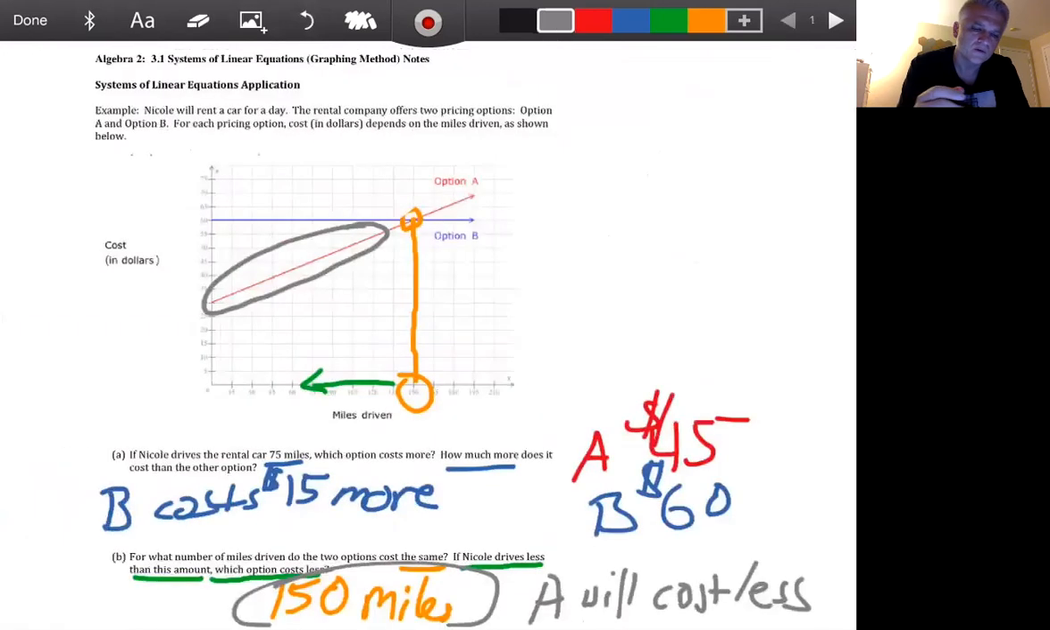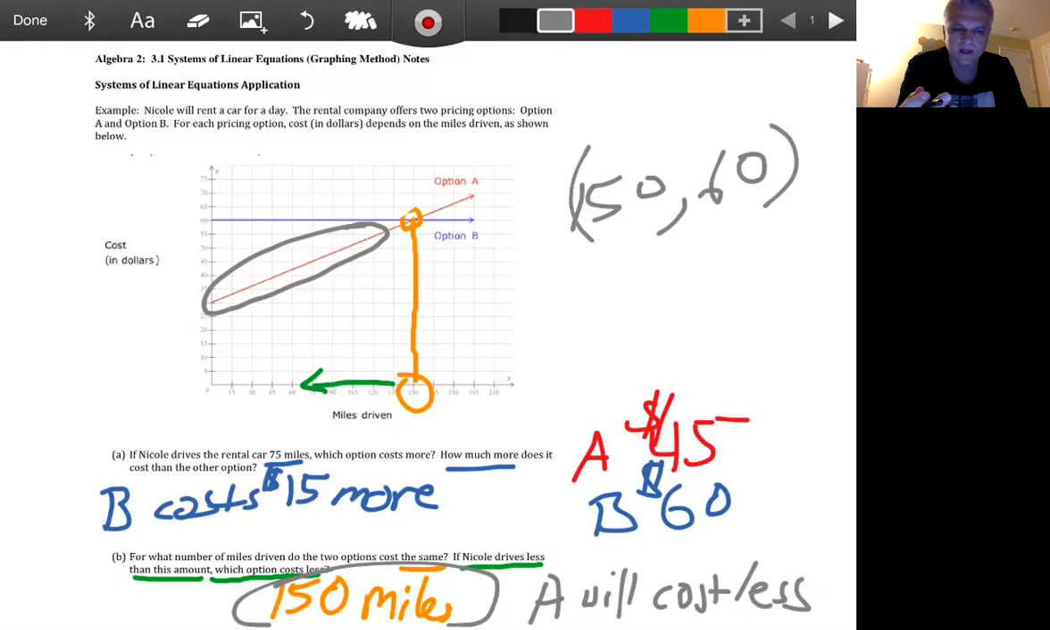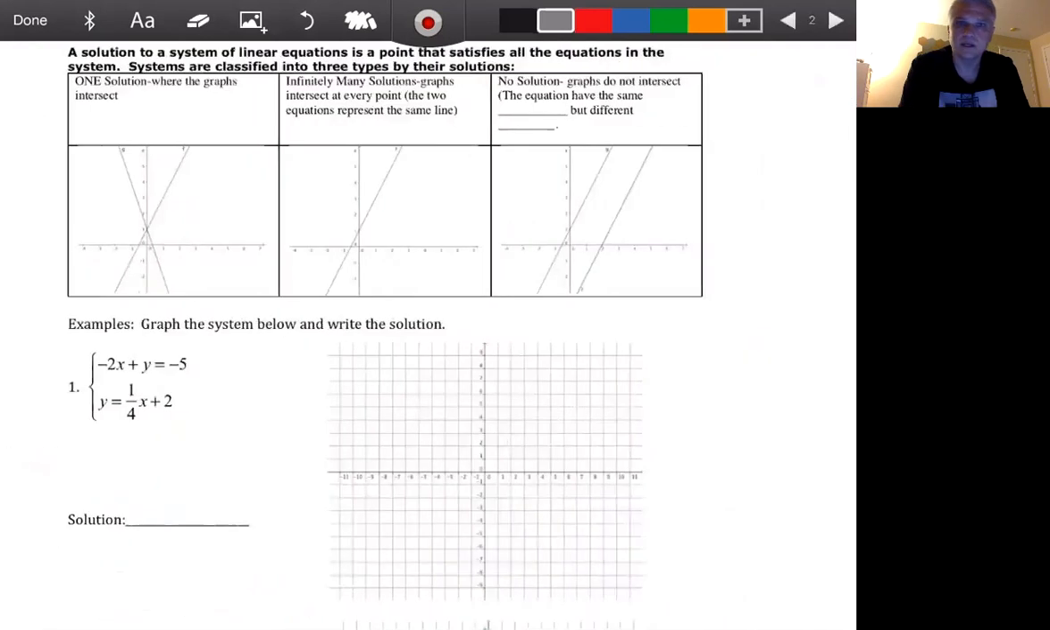If you remember here, this point was a point of intersection. It was the point (150, 60). So whatever the equations were for A and for B, the point (150, 60) worked for both of those equations. It made them true. If I plugged in 150 for x and 60 for y, then it worked. So because it worked for both of them, it was a solution. So when you see one intersection, that's one solution.